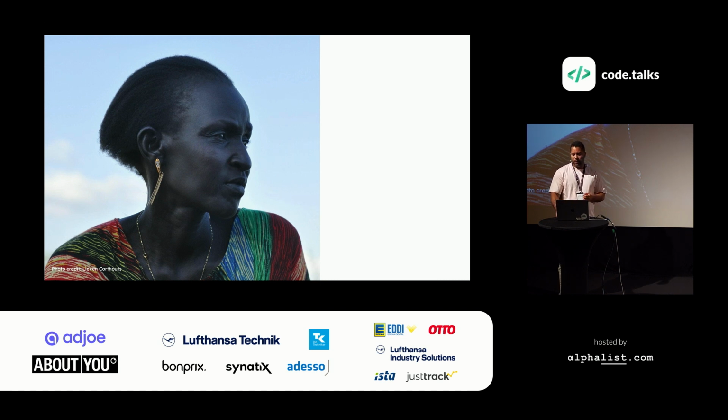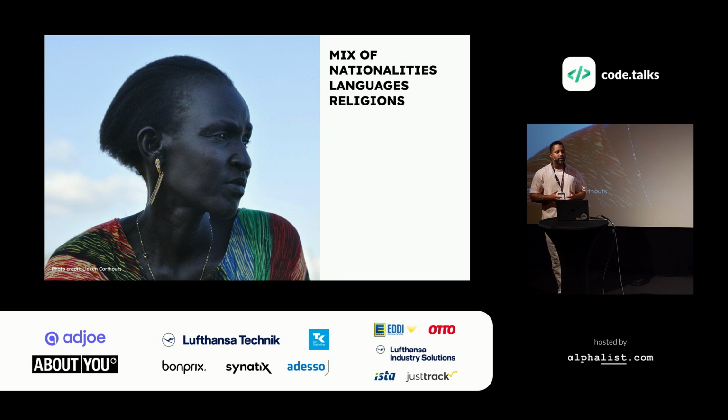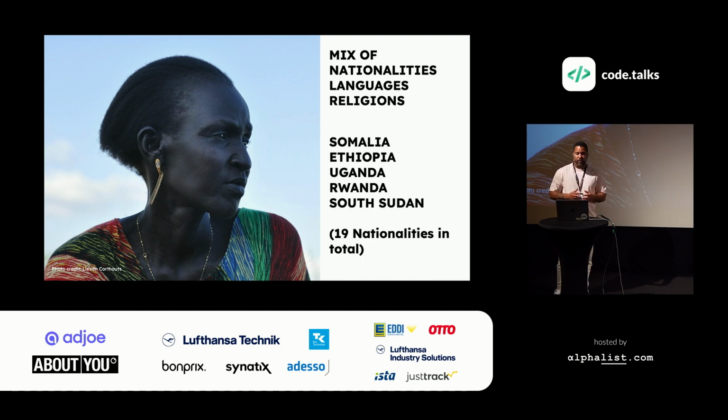So in the case of Kakuma, we found that there is a mix of nationalities, languages, and religions. And the nationalities presented here were a mix of Somali, Ethiopian, Ugandan, Rwandan, South Sudanese, and 19 further nationalities.